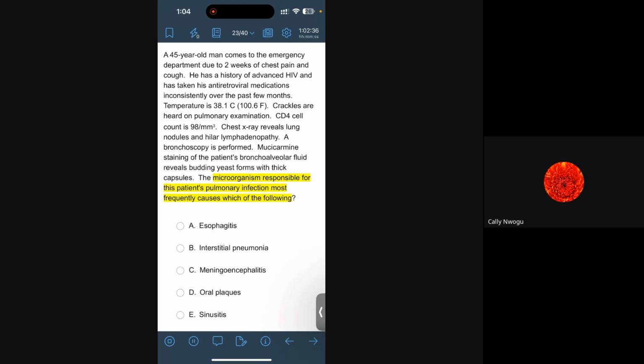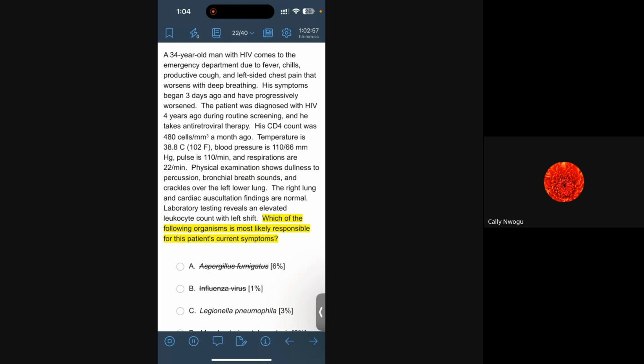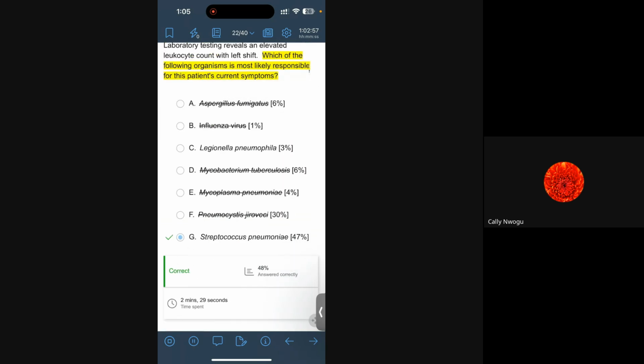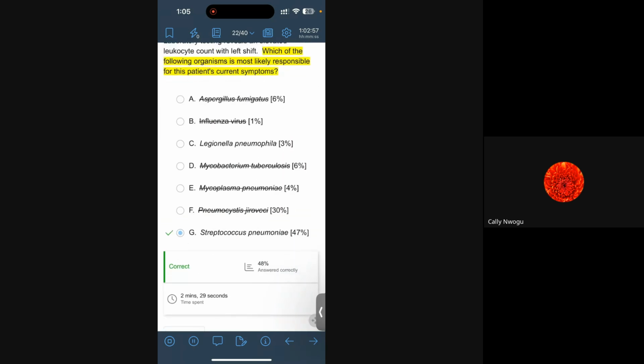Many people go with the answer of Pneumocystis jirovecii. That does cause pneumonia symptoms in HIV patients, but for Pneumocystis jirovecii the CD4 count should be less than 100, and in this patient it is 480. That is another reason why F is not the right answer.